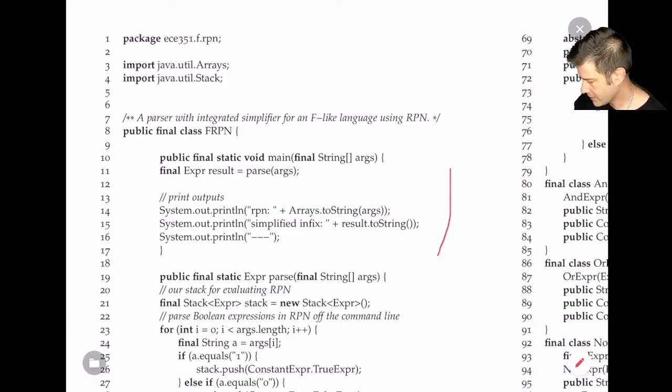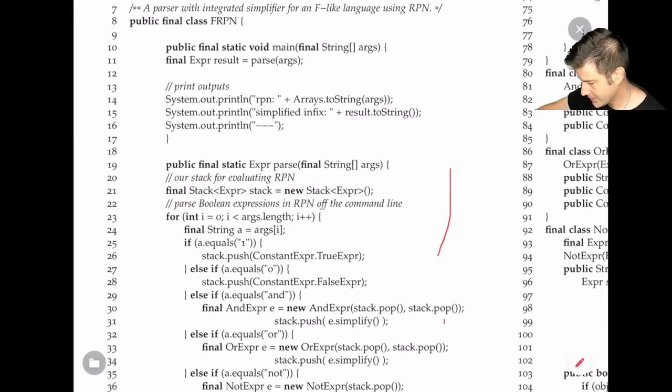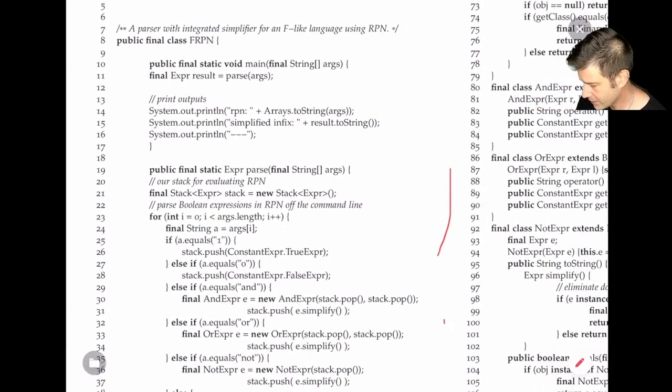So the important part for us to understand is how this main loop works. So there's a function main. It prints something. And what we're interested in is this parse function. It takes an array of tokens and does the parsing.